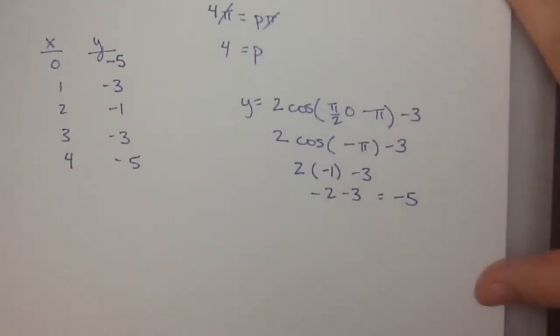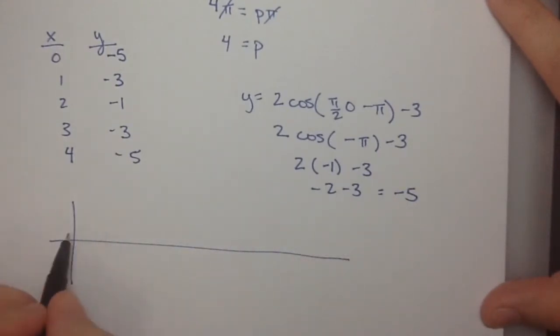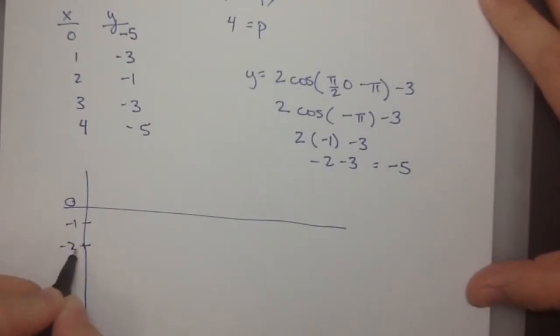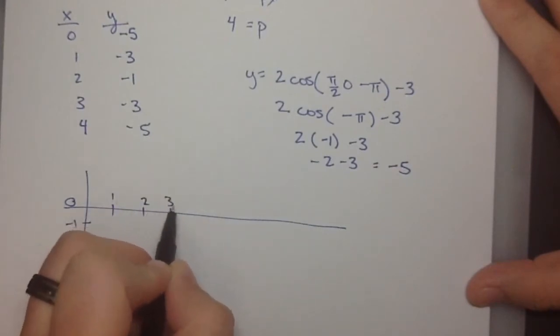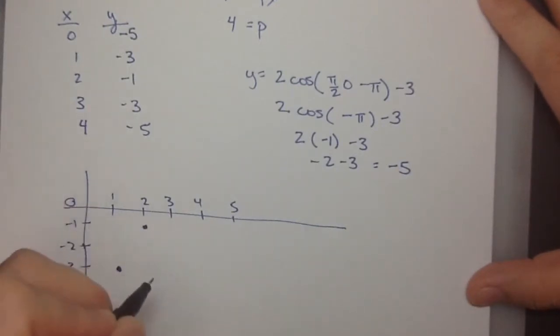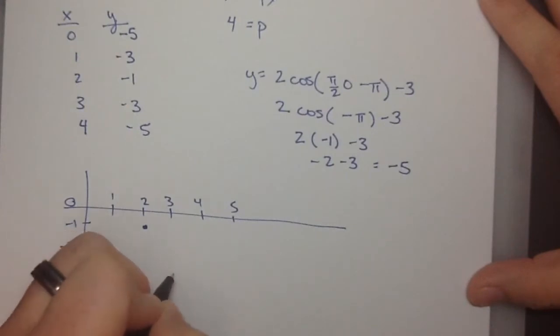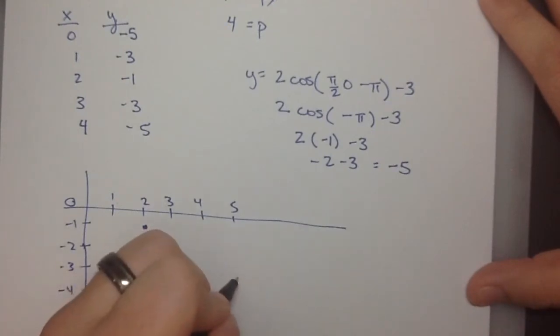So a graph here is going to go, so if this is 0, we've got negative 1, negative 2, negative 3, negative 4, negative 5, and then 1, 2, 3, 4, 5. So at 0, we're at negative 5. At 1, we're at negative 3. At 2, negative 1. At 3, negative 3. At 4, negative 5, and so on.